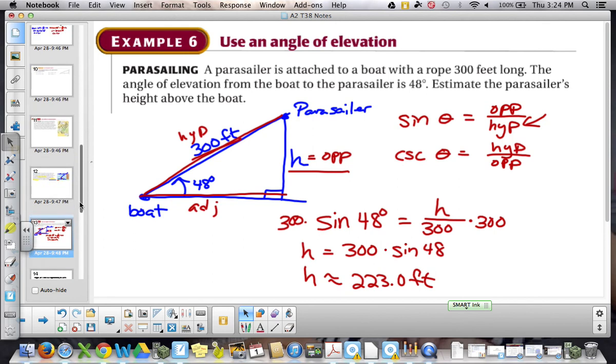All right, so that's how we can use our trig ratios to help us find missing sides, just by setting up equations using the definitions of our trig ratios, based on the side that we know of our triangle and the side that we don't, that we're looking for, and then we can solve it pretty simply.